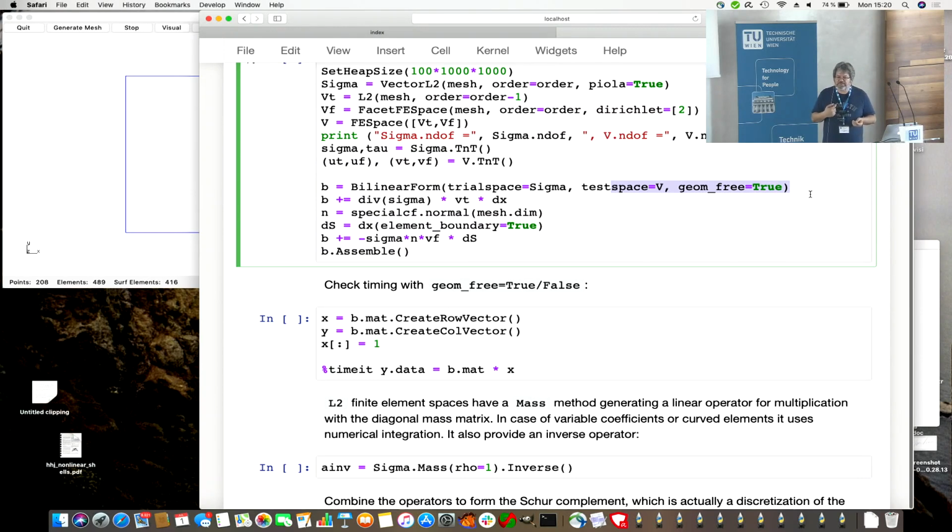I have to know that the integrals are independent of the geometry. Then I can tell it to the planar form, and then it can compute only the matrices for the reference element, and apply it to all elements of the mesh.